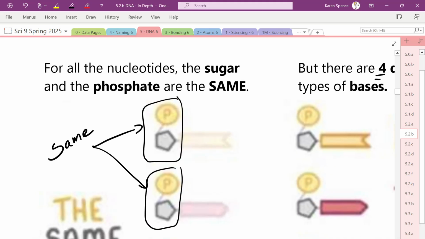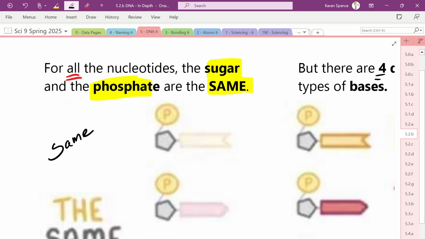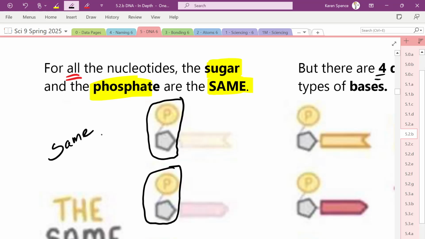Next page. For all the nucleotides, the sugar and the phosphate are the same. So you can see here, sugar, phosphate, those are the same.